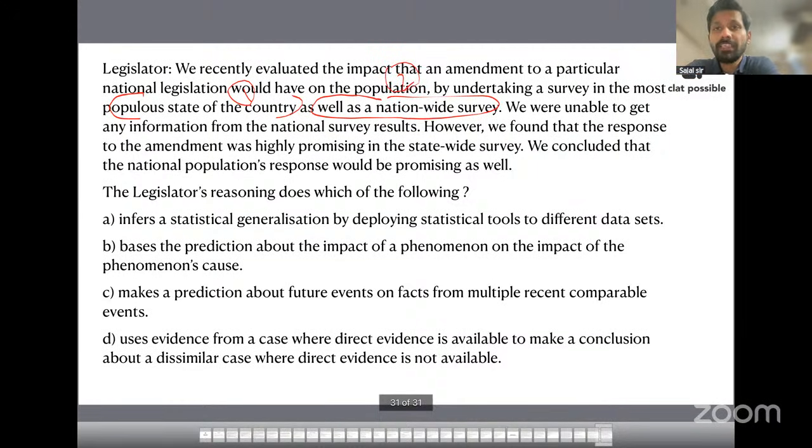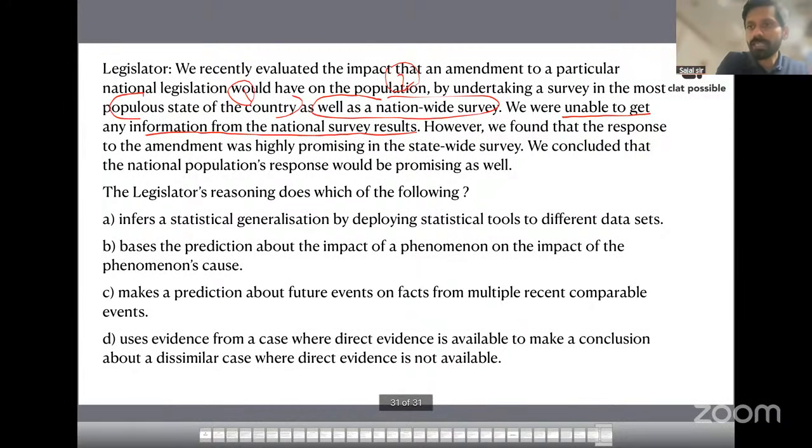We were unable to get any information from the national survey results. However, we found that the response to the amendment was highly promising in the statewide survey. We concluded that national population's response would be promising as well. So from the national survey, they couldn't get any meaningful insight. From the state survey, they got some. From that state survey, they overgeneralized and said nationwide response will be promising.